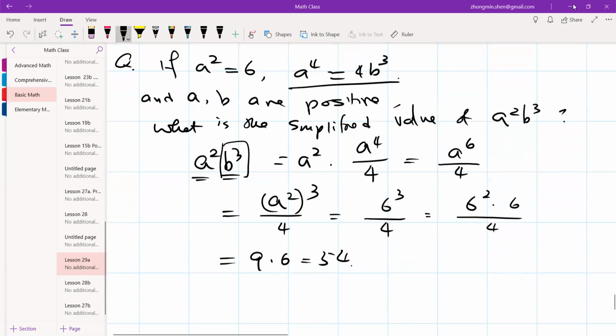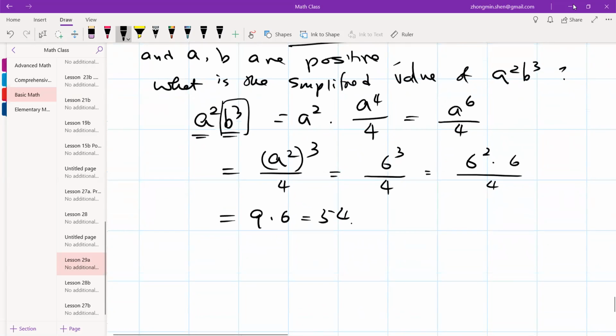So this probably shows you that you don't need to solve for A and B, but just be careful. You can bypass that. All you needed to know is to find A squared B cubed. So you don't need to find the B if possible. Similar idea is like this.